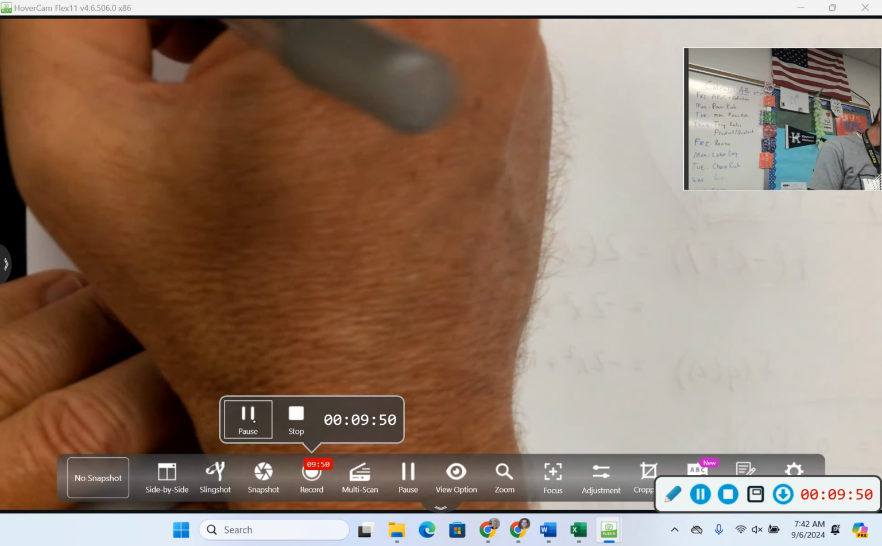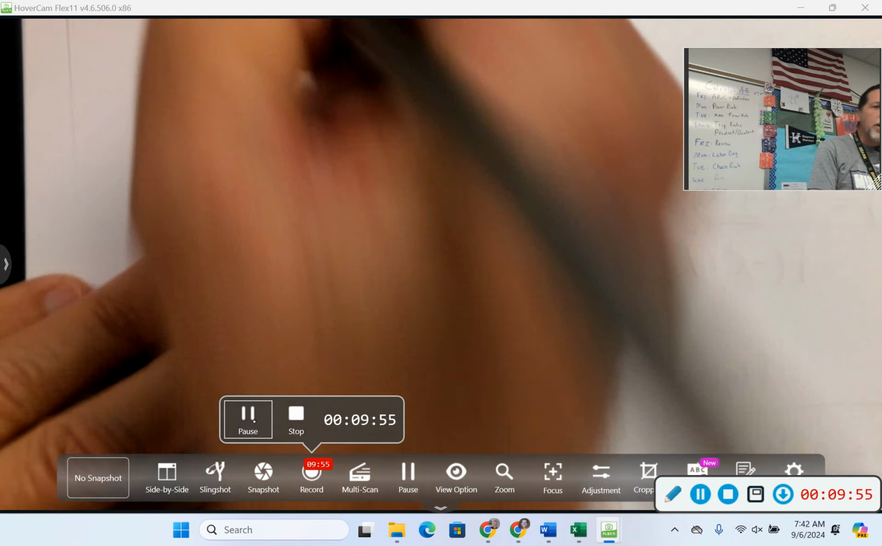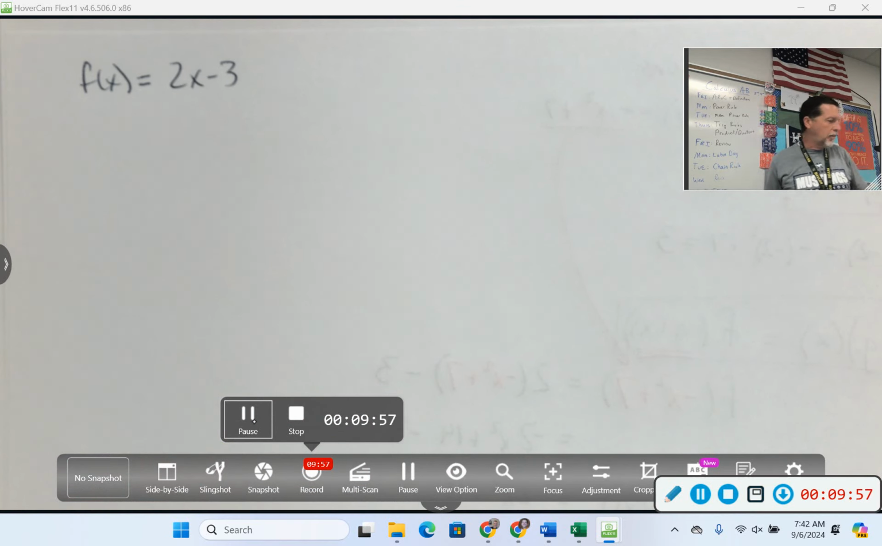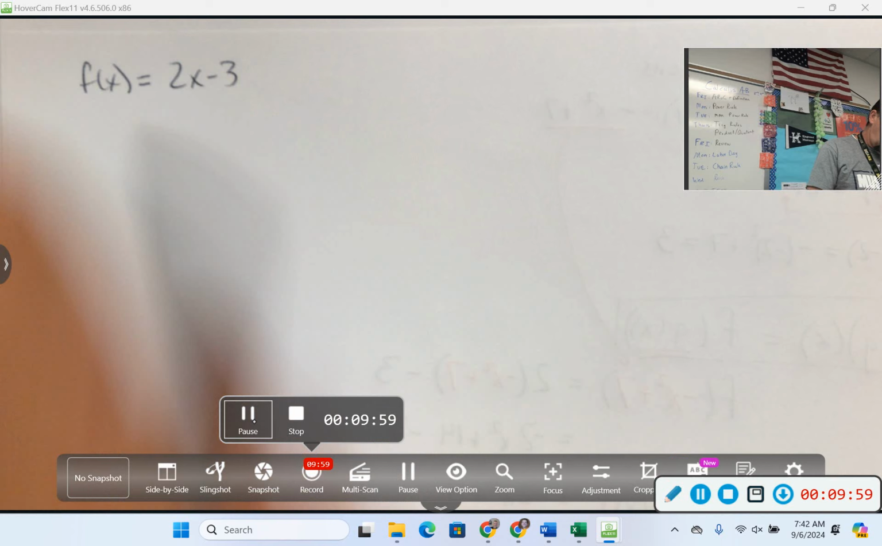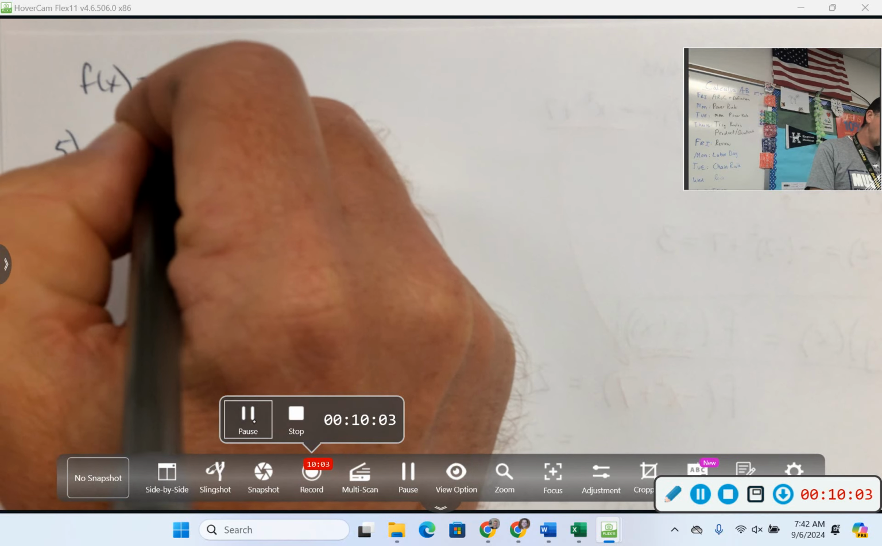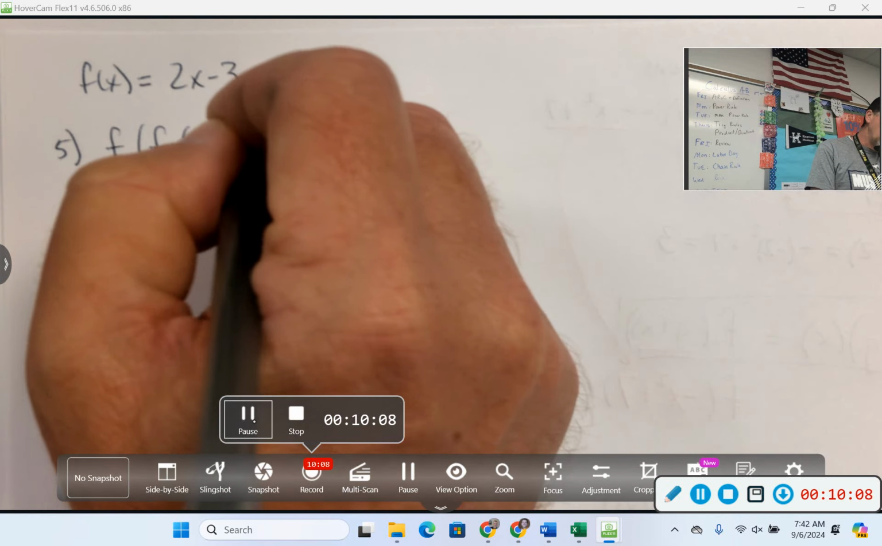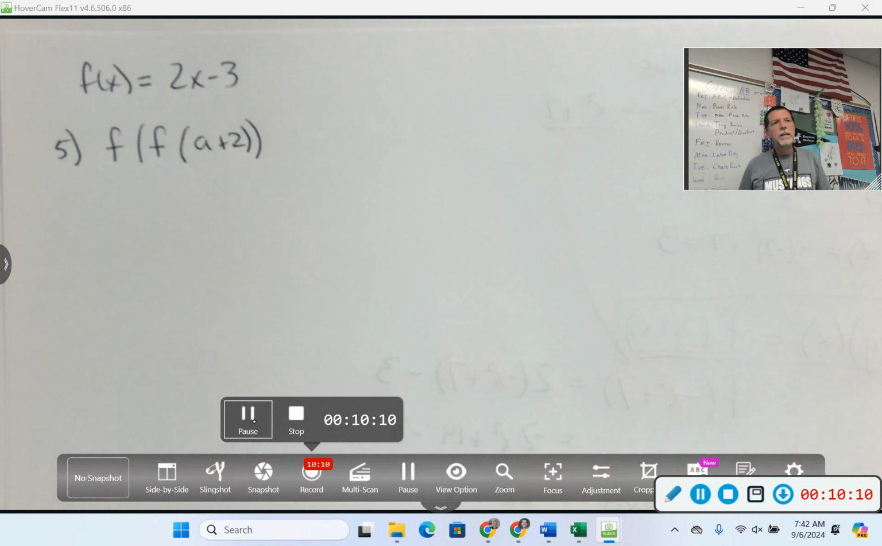Let's do one more. I'm going to rewrite f of x because I lost it when I turned the page here. So depending on where you are, you may not need to write f of x again. Let's try f of g of a plus 2. I think that's about as hard as I can make it.